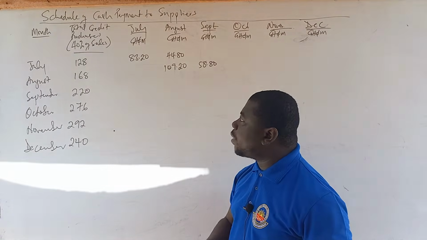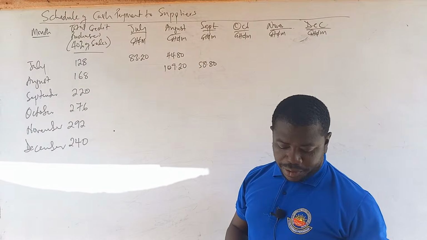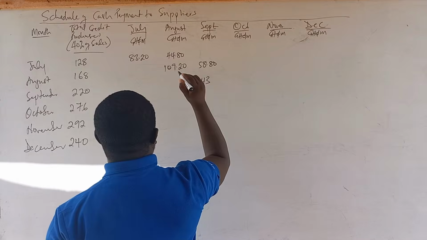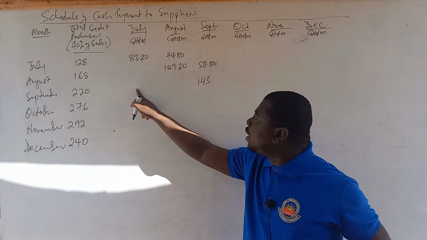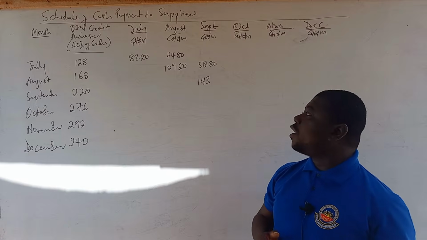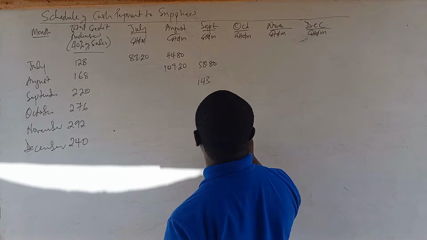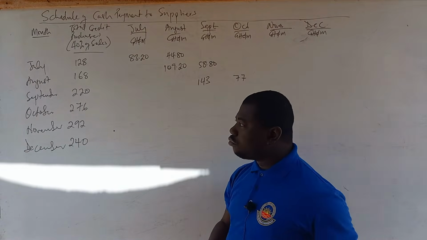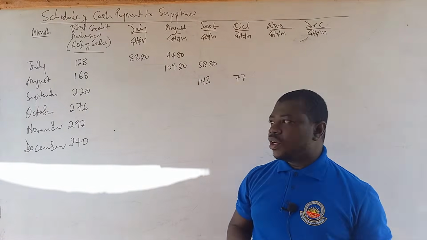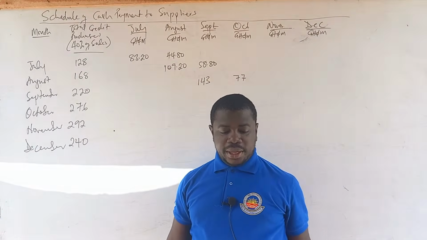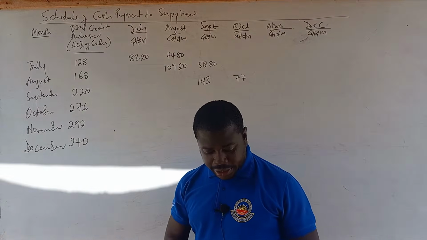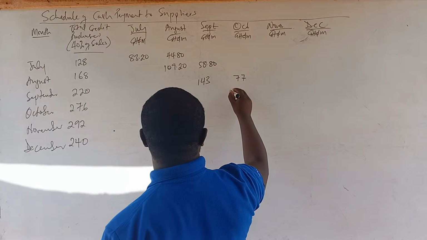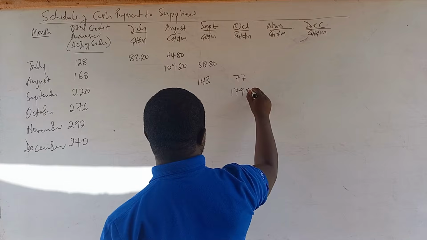Then let's consider September's purchases, 220. We find 65% of that, and that is going to give us 143 under the month of September, because we are dealing with September's credit purchases. And then we find 35% of the same 220. We put that under October, and that gives us 77. All right, so that is how to go about this. And then in October, the purchase is 276. So 65% of that will be 179.40. So we put that under October, 179.4.